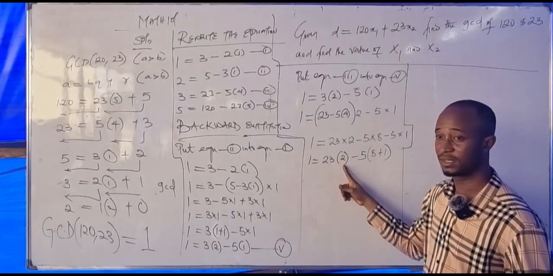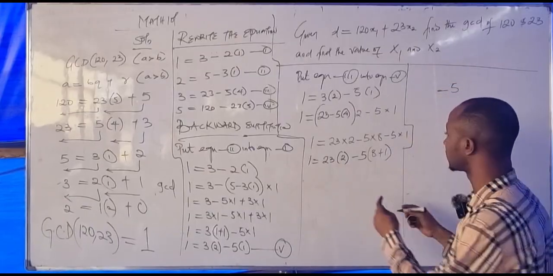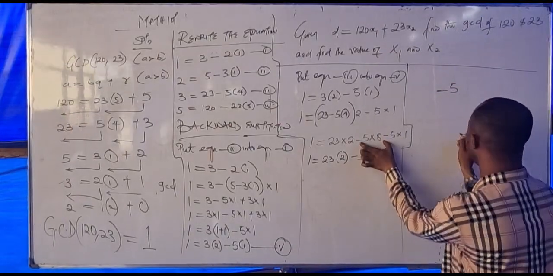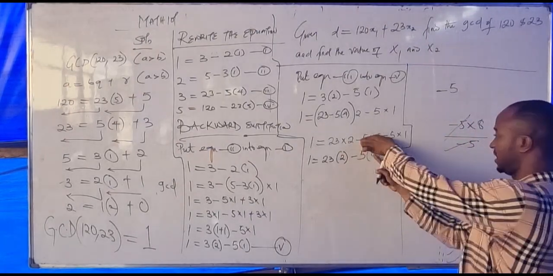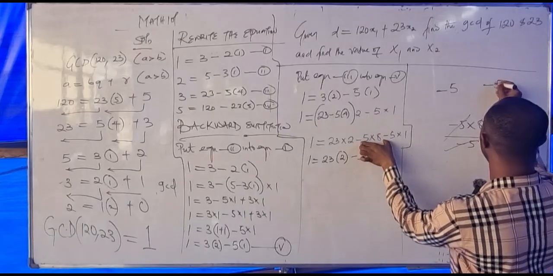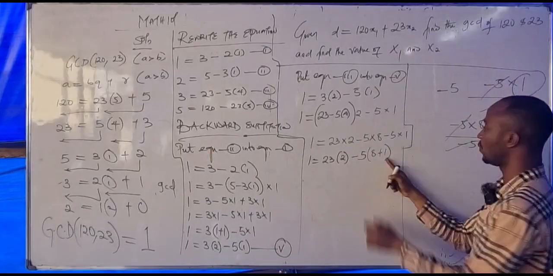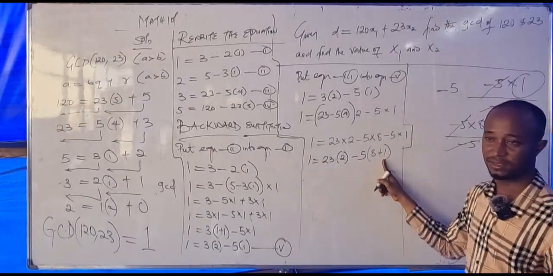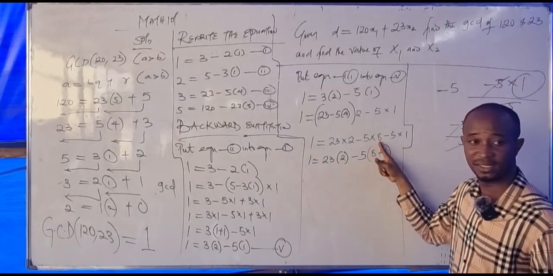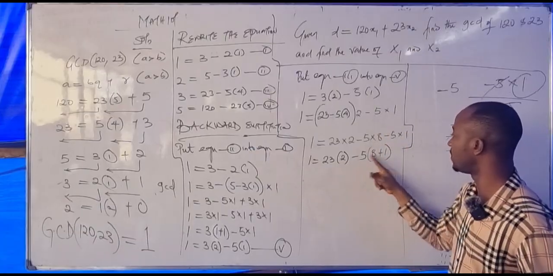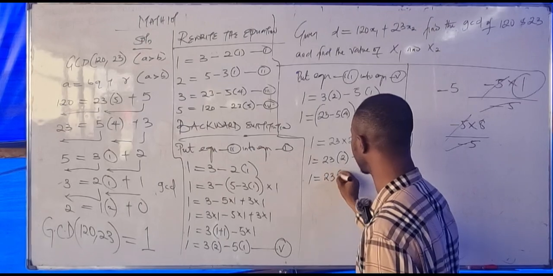You understand what happened here? Between these two, what is common? Minus 5. If minus 5 is common, divide: minus 5 times 8 over minus 5 will give us 8. Minus 5 times 1 over minus 5 will give us 1. This is another way to get it. Since I factored out minus 5, divide the whole of this with that minus 5. What will remain? 8. Divide the whole of this with minus 5, what will remain? 1. And that will give us 1 equals 23 times 2.